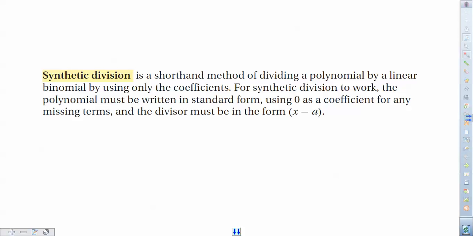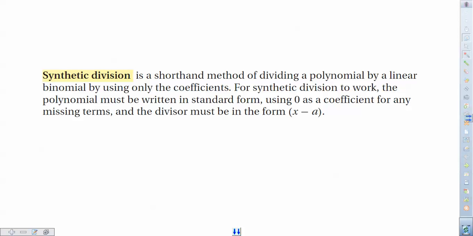Alright, now it's time to show you the fun stuff, synthetic division. You notice that when we were doing long division, it can become quite tedious and monotonous, and it can really cause a little bit of frustration. It'd be nice if we could streamline the process, wouldn't it? So that's what synthetic division aims to do. It's just a shorthand way of dividing a polynomial by only a linear binomial.